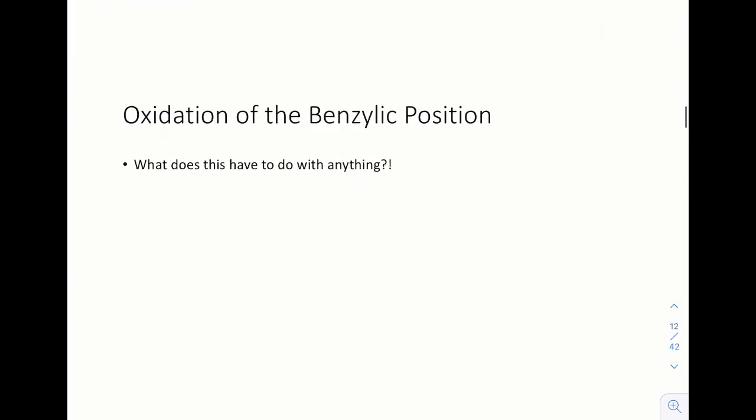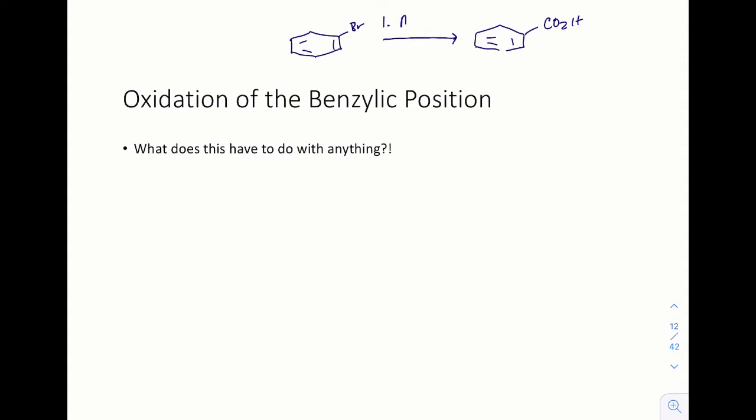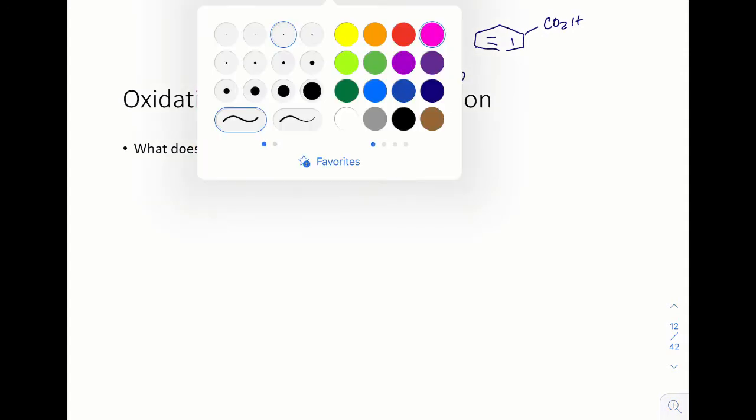Now, what does this reaction have to do with anything? This seems random. We're chewing off these alkyl groups and replacing them with carboxylic acid groups. That's not necessary. We already know how to make benzoic acid. We don't need to chew up these complicated alkyl groups. We learned a long time ago, even before we started discussing electrophilic and nucleophilic aromatic substitution reactions, that bromobenzene could be treated with magnesium metal in the presence of a dry ether solvent to generate a Grignard reagent, which could be added to solid carbon dioxide, dry ice, and finally subjected to an aqueous workup to generate benzoic acid. So none of this seems necessary.